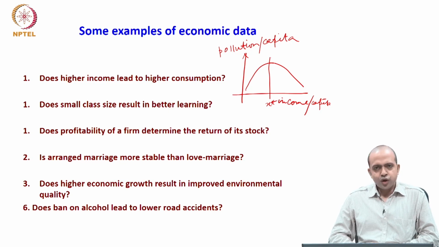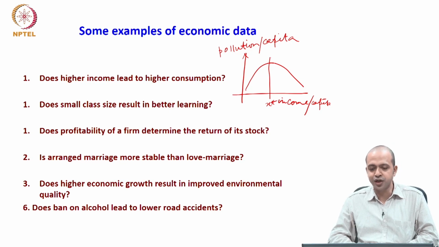right. So, now an econometrician will collect data on pollution per capita and income per capita, and then using statistical tools we will analyze that economic data and will see whether our hypothesis, this hypothesis is basically known as the environmental Kuznets curve hypothesis, is valid for a particular context or not.